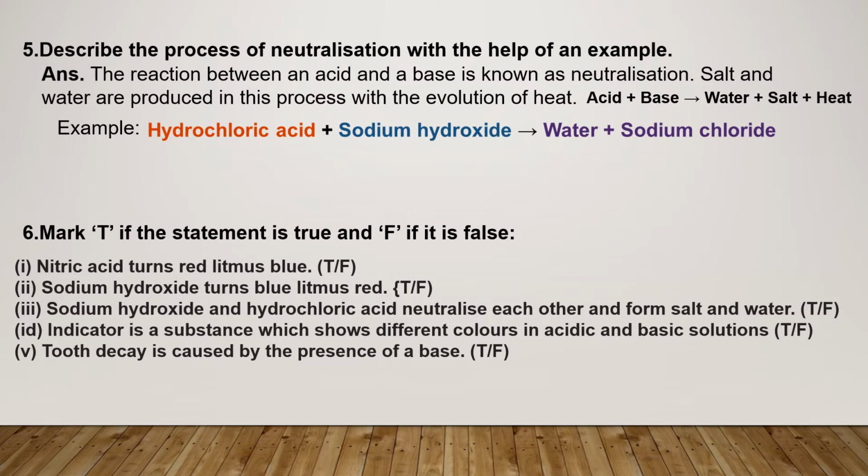Fifth question, describe the process of neutralization with the help of an example. Answer: a reaction between an acid and a base is known as neutralization. Salt and water are produced in this process with the evolution of heat. Acid plus base gives water plus salt. Example: hydrochloric acid is the acid, the base is sodium hydroxide, and they give water and salt, here sodium chloride.